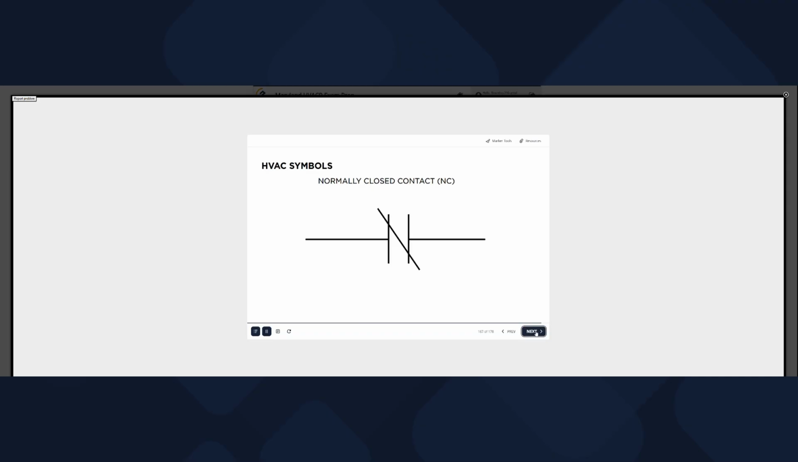Normally closed contact symbols have a line through them. When an HVAC system is energized, the normally closed contact will open. This is the symbol for a single-pole, single-throw switch. An on-off switch allows electrical current to flow only when it is in the closed, on position.